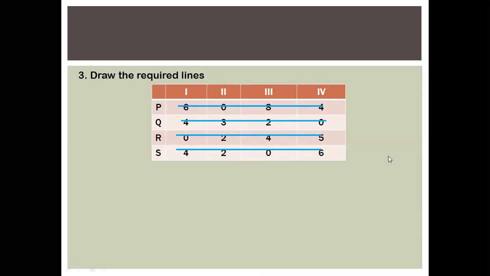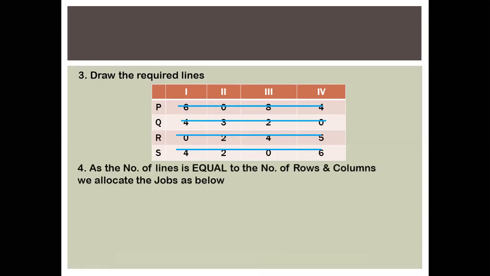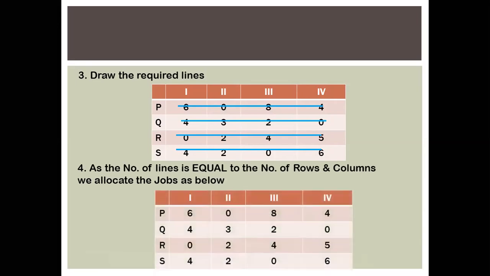Once I have got all the lines, what I have to check? Whether all my lines are equal to the rows and columns. What is your observation, class? As the number of lines is equal to the number of rows and columns, we can allocate the jobs as below. So as the number of lines are equal, I can start assigning the jobs. What was the trick? Do you all remember? Correct. The trick was go row wise and see where you can see 1 zero.